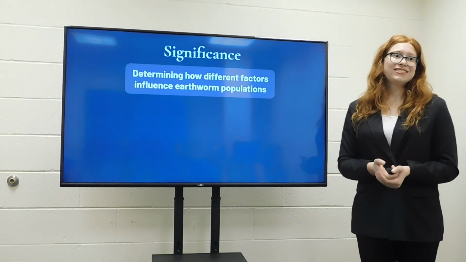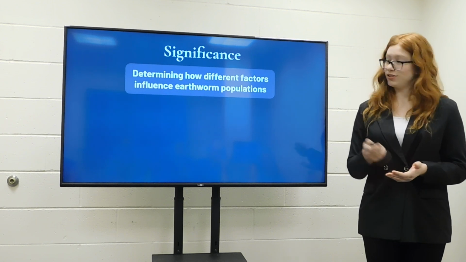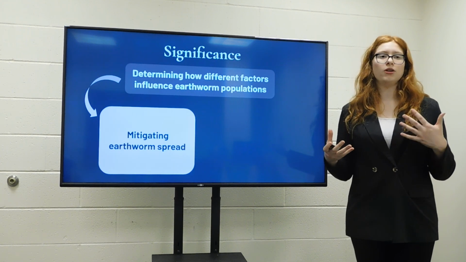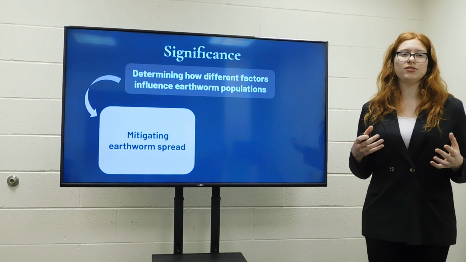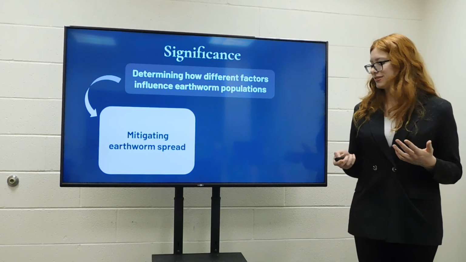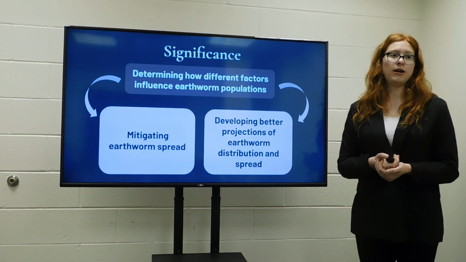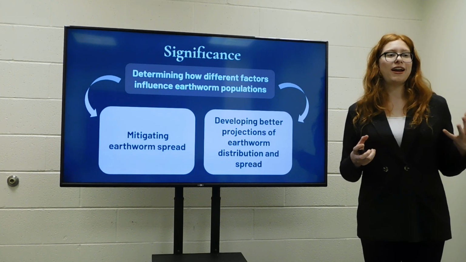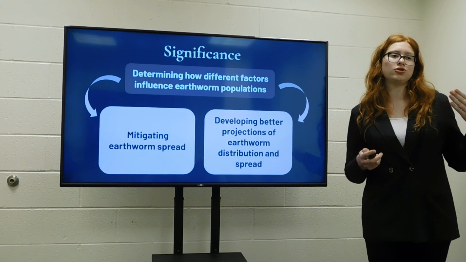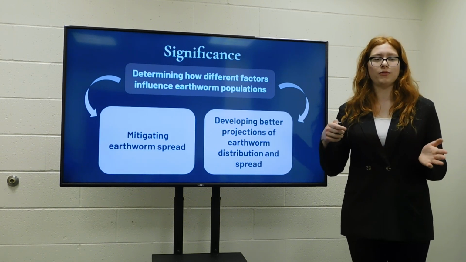So overall, why does this matter? Determining how different factors influence these earthworm populations can help us mitigate earthworm spread by showing what trees we should prioritize and which trees we should not prioritize due to their impact on earthworm populations. And secondly, it can help us better develop projections of earthworm distribution and spread. Because if there are certain forests or areas that have a higher percentage of a tree type that is more nutritionally beneficial for earthworms, we can predict that they will have higher rates of earthworm spread.